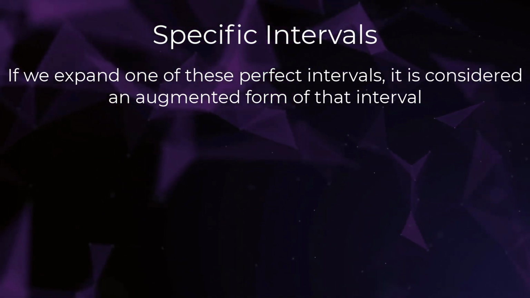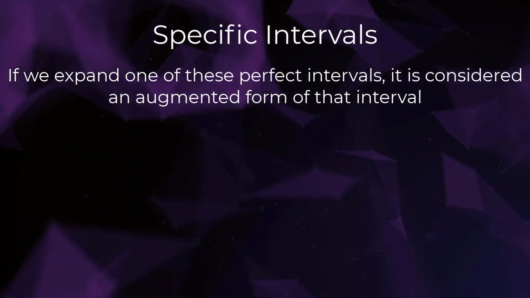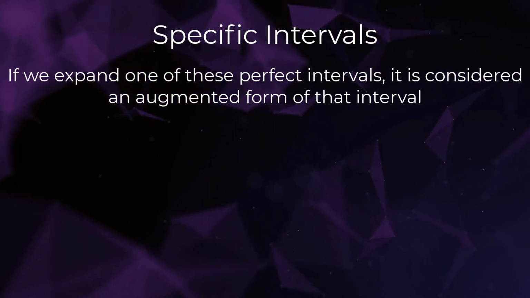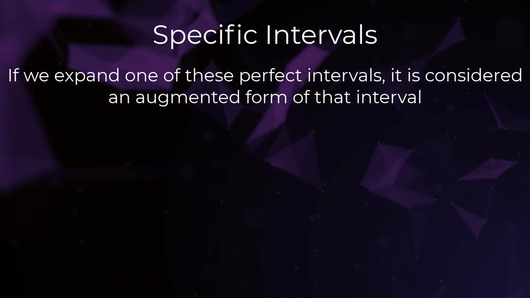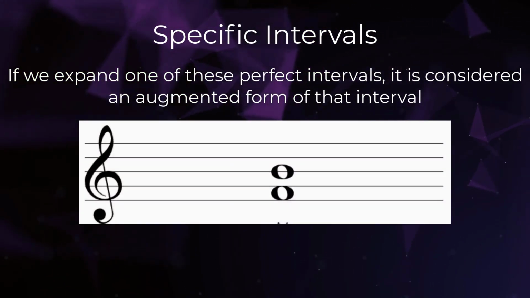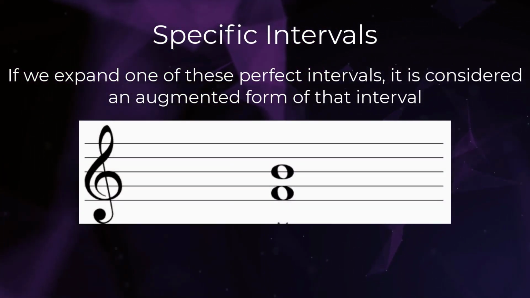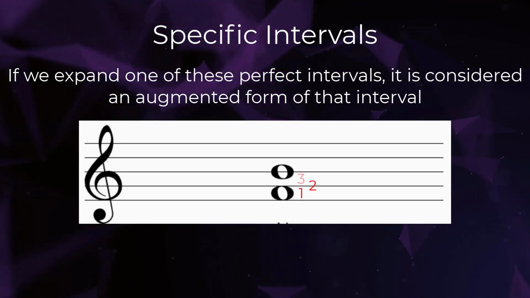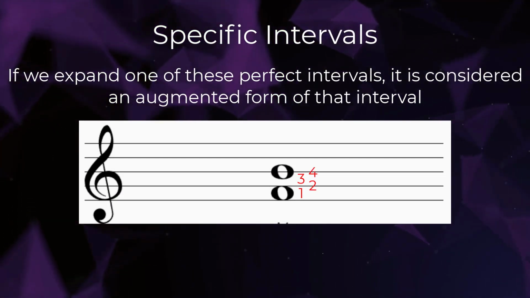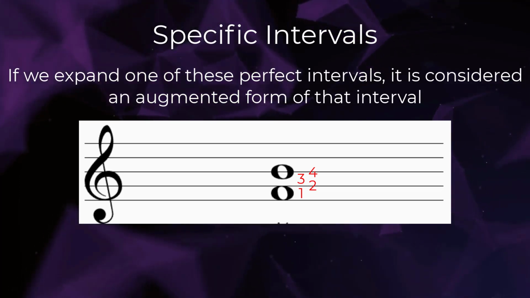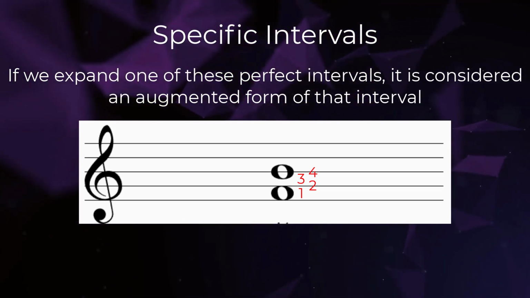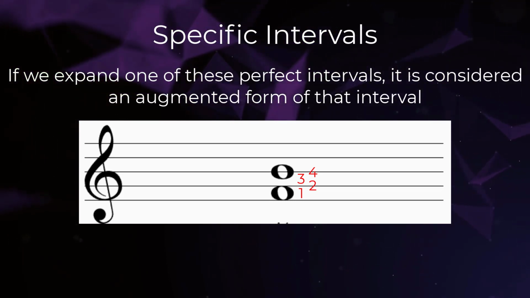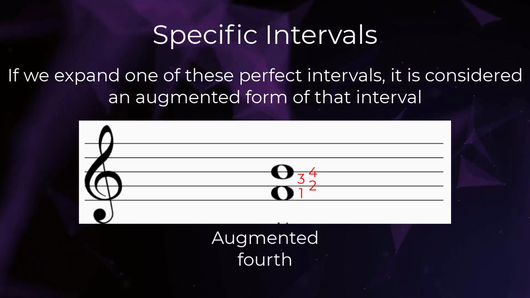To determine this, start counting from whatever line or space the bottom note is on as 1, then count each line or space until you reach the note. So if you have F moving up to a B natural, you start on F with 1, 2, 3, 4, and then look at the distance of the interval. In F major, you would have a B flat. A B natural is a half step above, so we have expanded that interval, and this is an augmented fourth.